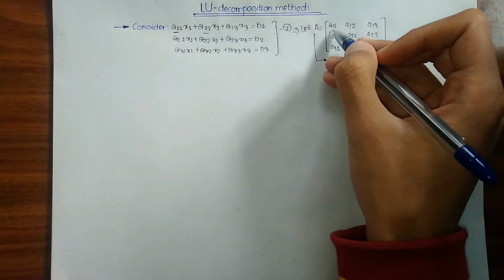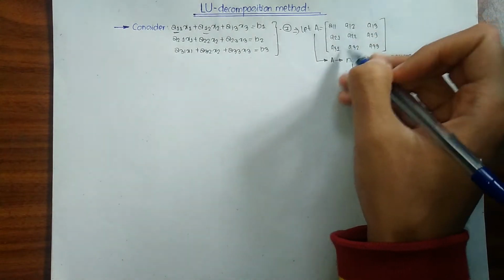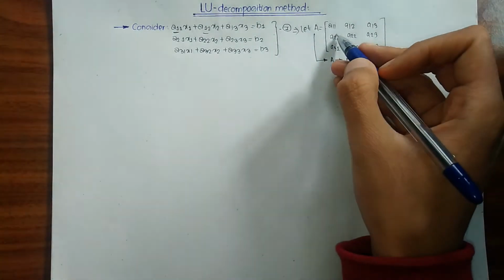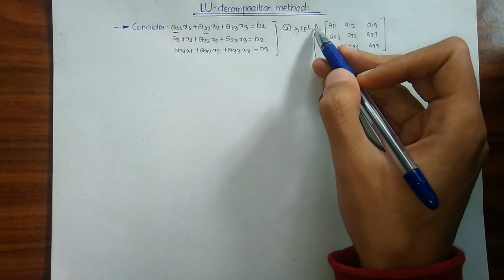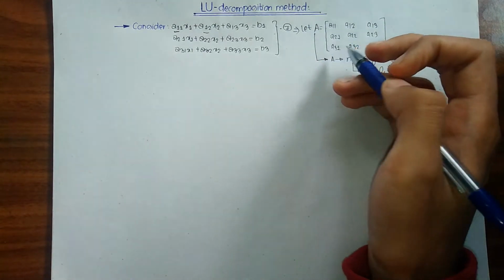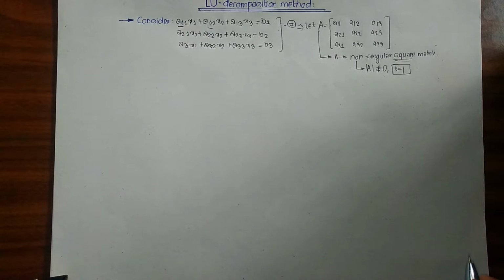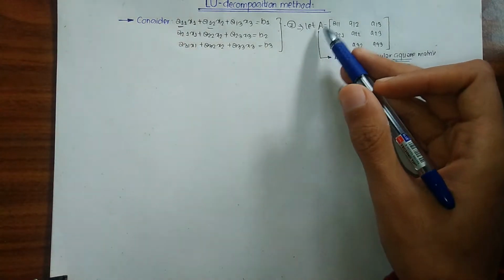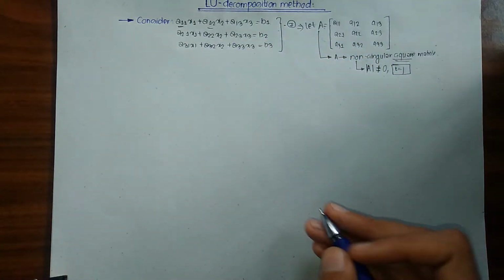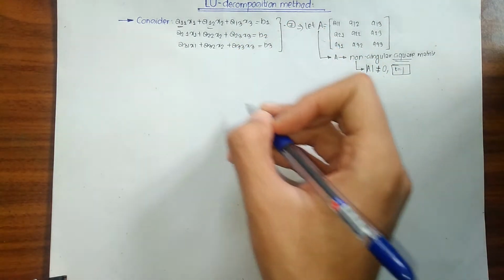As you can see over here, we have 3 rows and 3 columns, so it is a square matrix, and the determinant of this is also not equal to 0. So we can use LU decomposition method for this equation. Now after knowing that our matrix follows the criteria for LU decomposition method, what we are going to do next is factorize A.